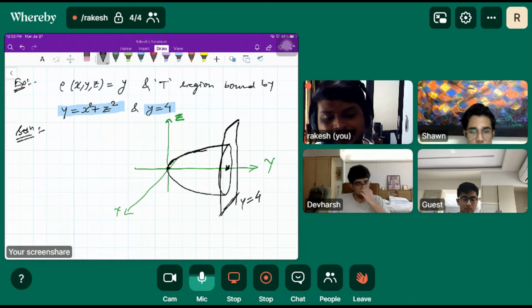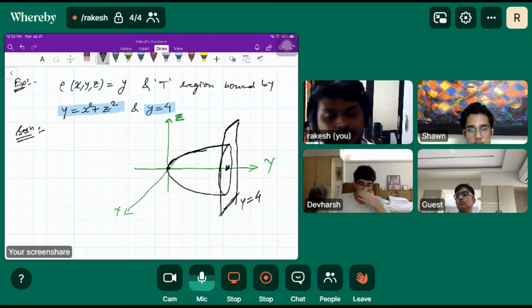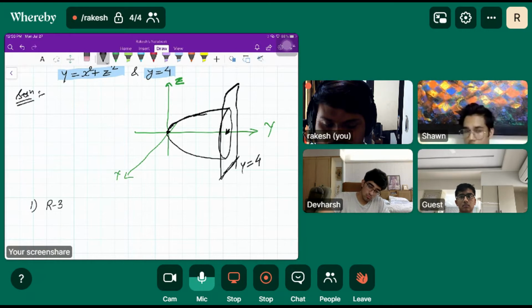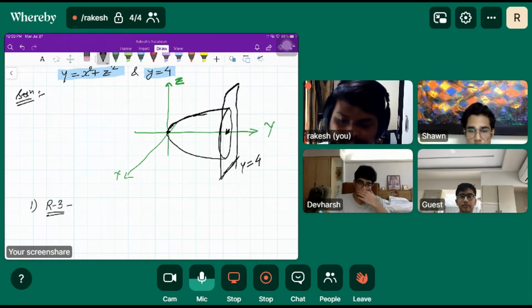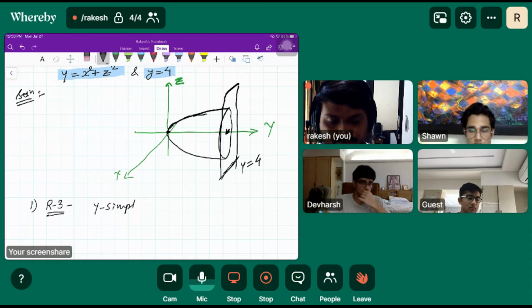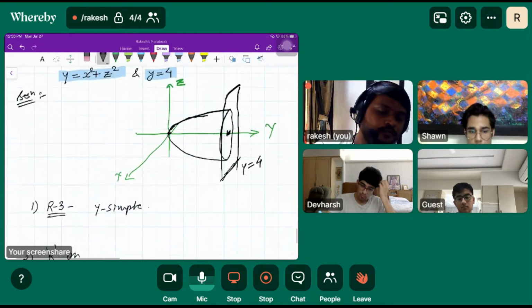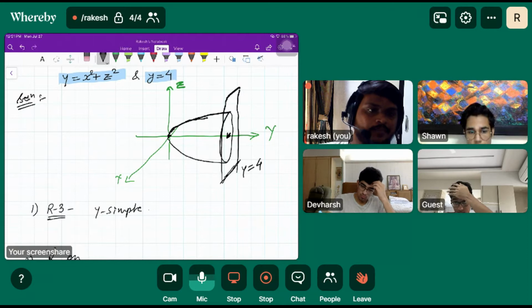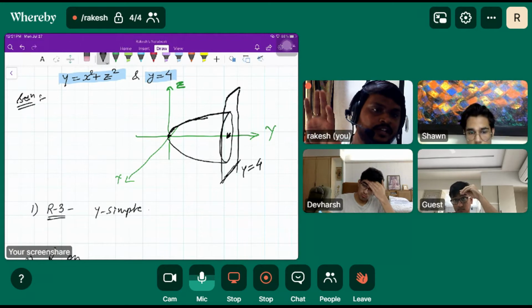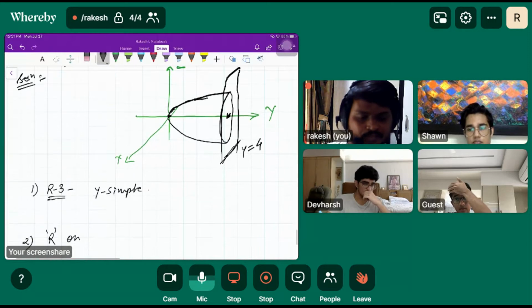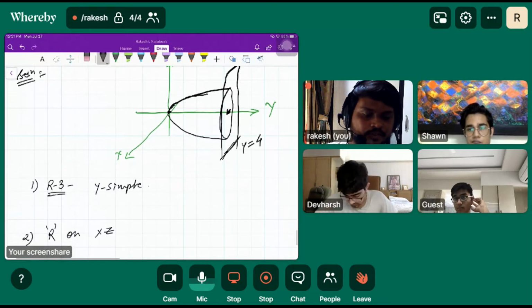Now if we go for y simple, I'll just set up the integral and leave the rest for homework. We need to do two tasks here. We have to define the y simple, and second, we have to define the region. Our region for the double integral would be on which plane? The XZ plane.